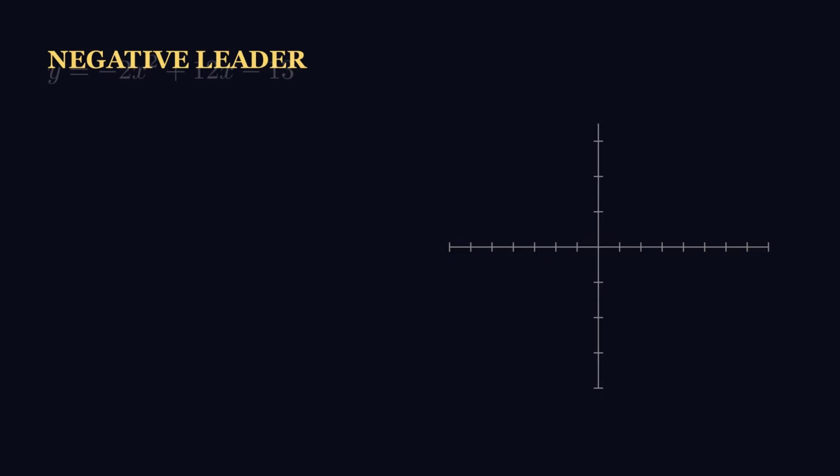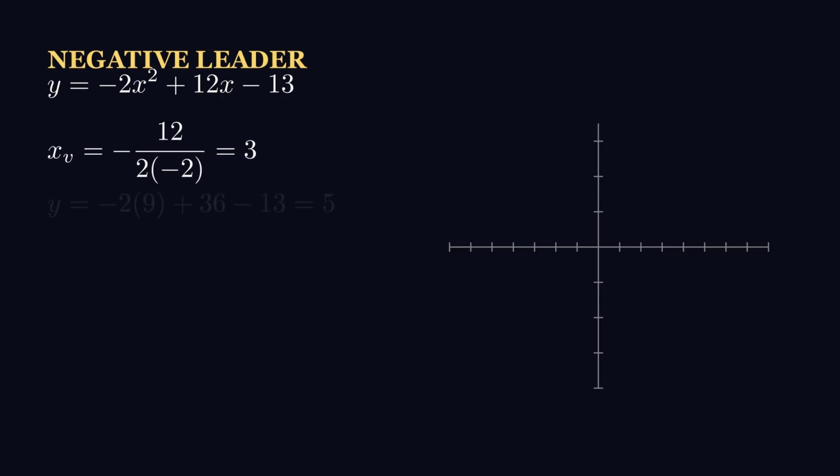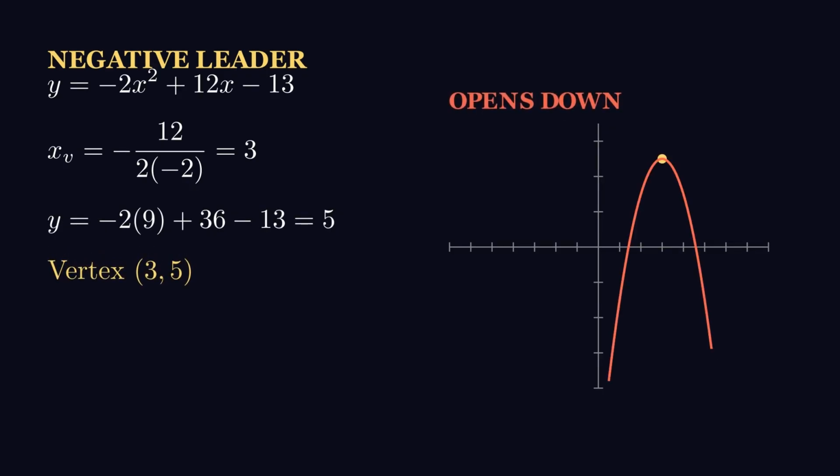Now one with a negative leader. y equals negative 2x squared plus 12x minus 13. x of the vertex, negative 12 over 2 times negative 2. Negative 12 over negative 4, 3. Plug in. Negative 2 times 9 plus 36 minus 13. That's negative 18 plus 36 minus 13, 5. Vertex 3, 5, opens down. So that vertex is a maximum, the highest point on the whole curve. Hold that thought. It matters big next episode.